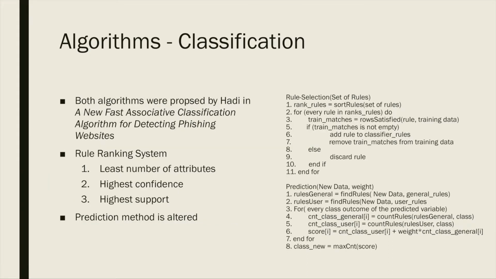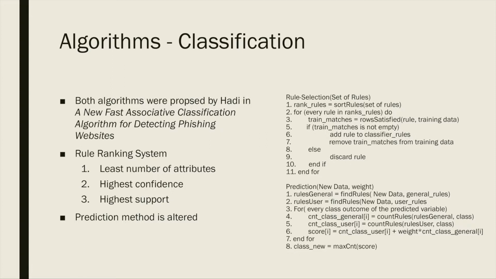Moving on to the classification algorithms, there are 2 main algorithms involved in this portion. Both of the algorithms used in this paper are based on algorithms proposed by Hadi. The first algorithm selects rules generated by CBA-RG to use for classification. In order to do this, the rules must be ranked. Rules with less attributes are ranked highest.